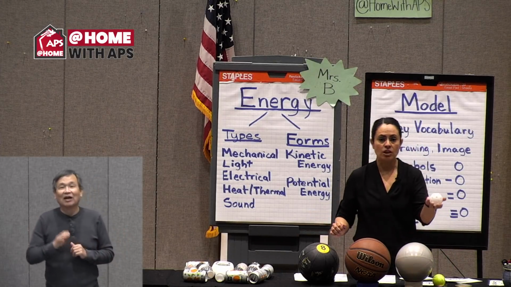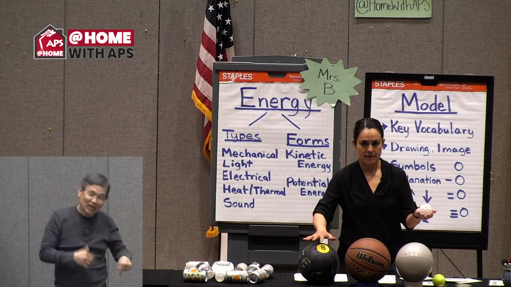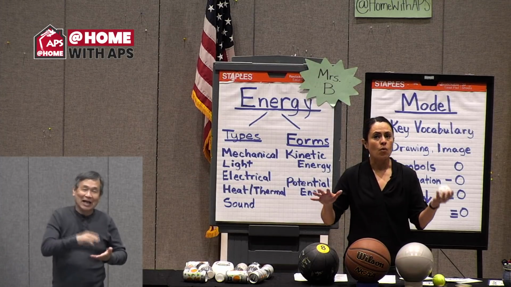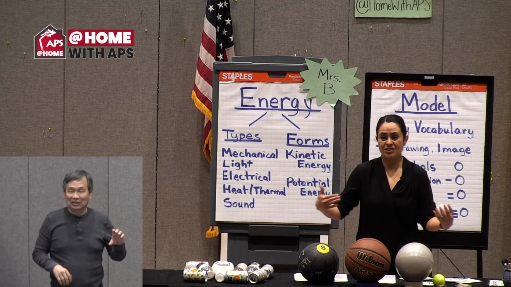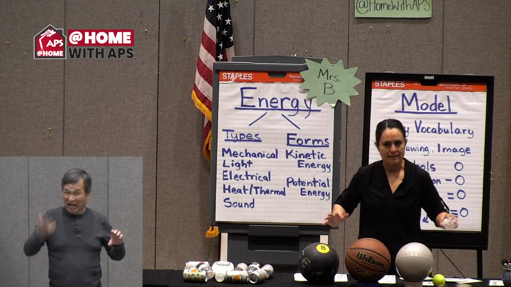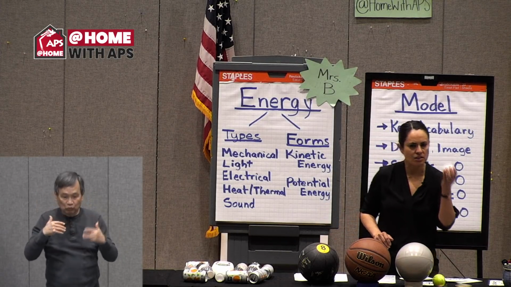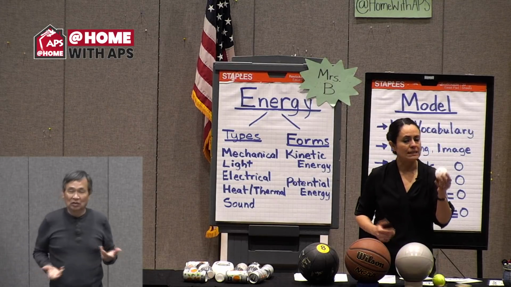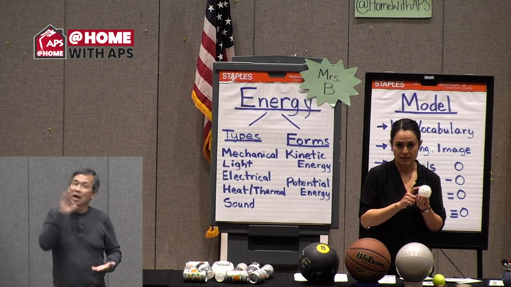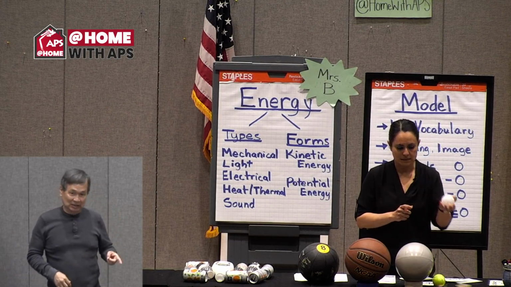This has a lot less mass than this. So how much energy would we need to stop these? They're all rolling at the same speed. I give them different pushes. So I gave this a soft push. So I would need less energy to stop this because it has less mass.